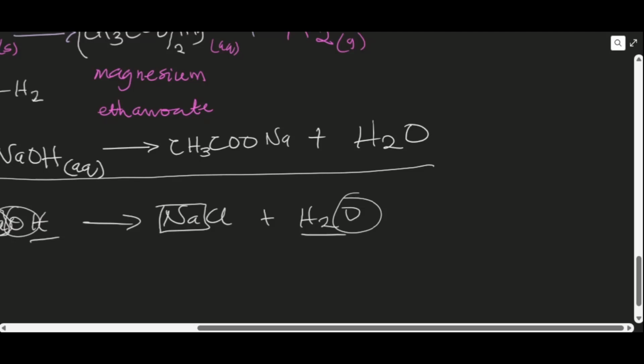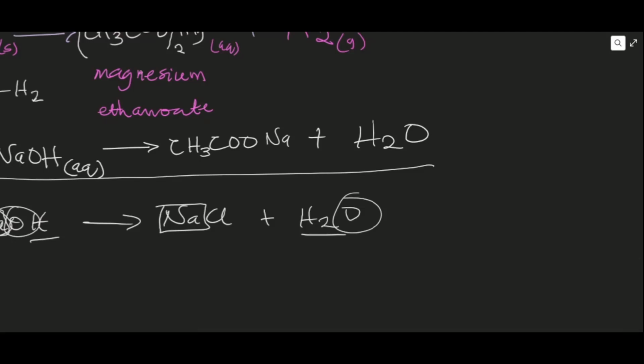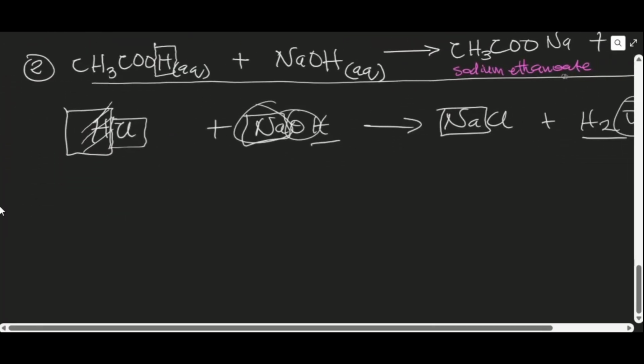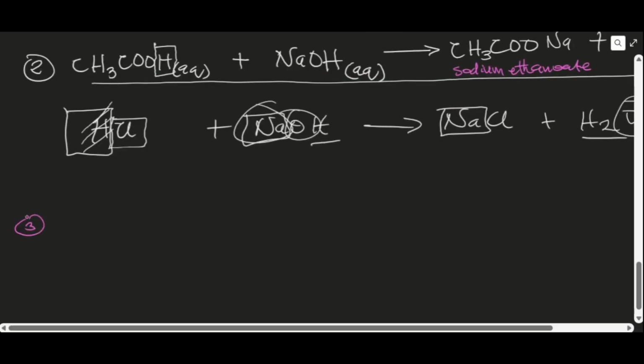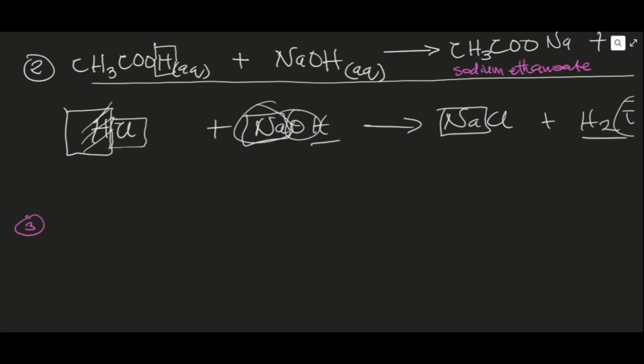So the name of our salt here, the way we have magnesium ethanoate over there, is going to be sodium ethanoate. So the third reaction of ethanoic acid as an acid that we are going to consider is reaction with carbonate. Whenever an acid reacts with carbonate, we're going to have 3 products.